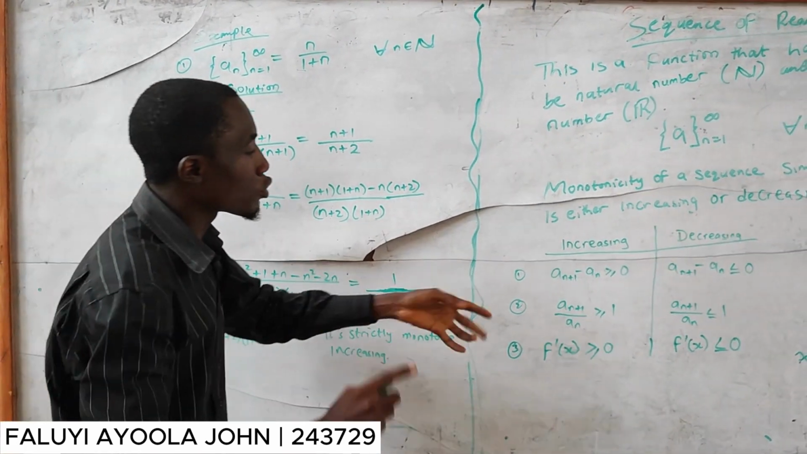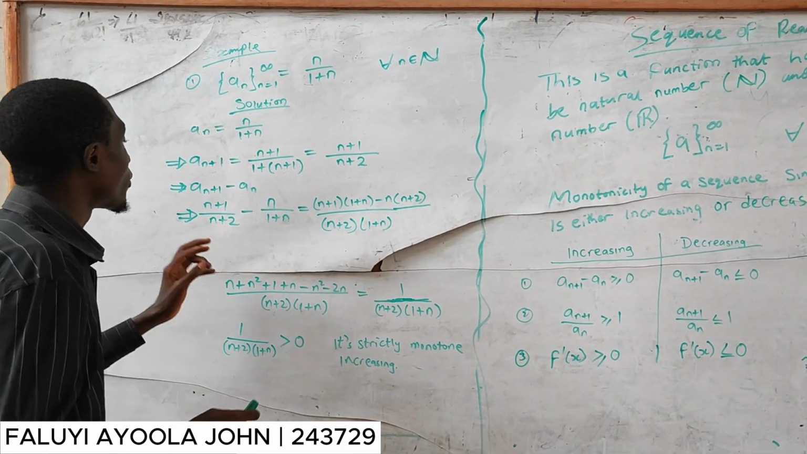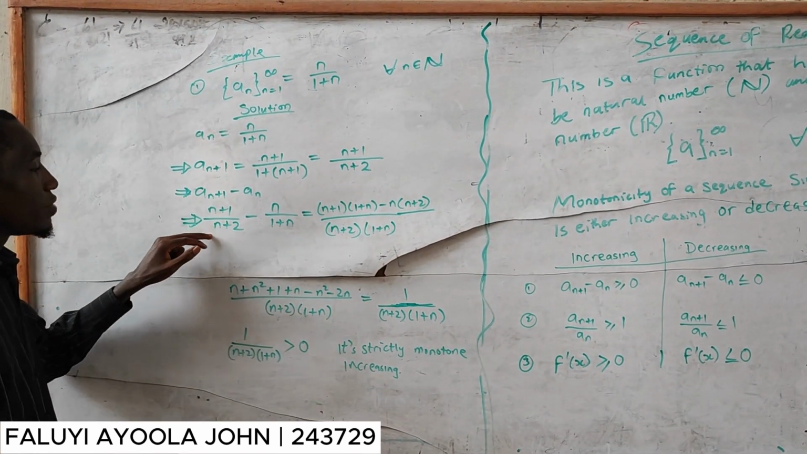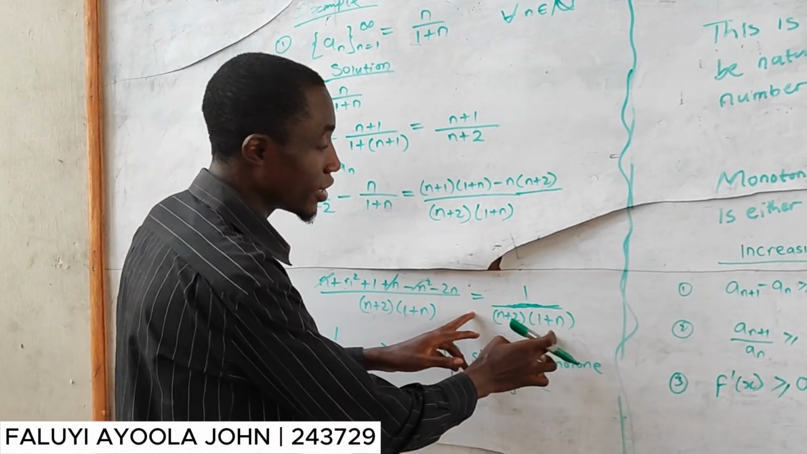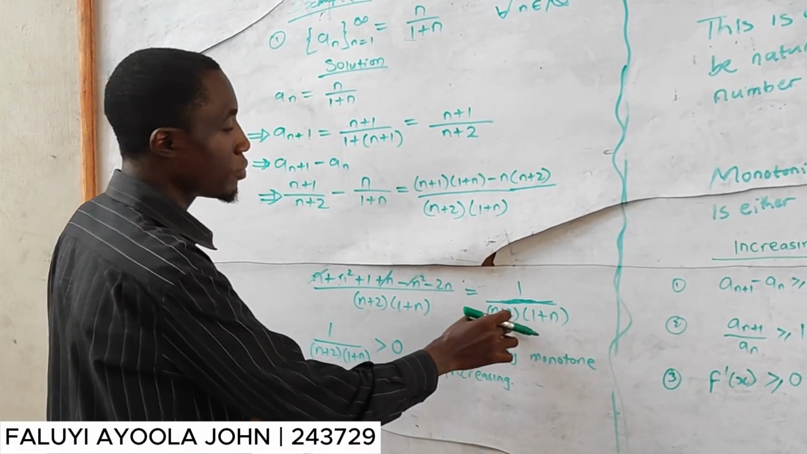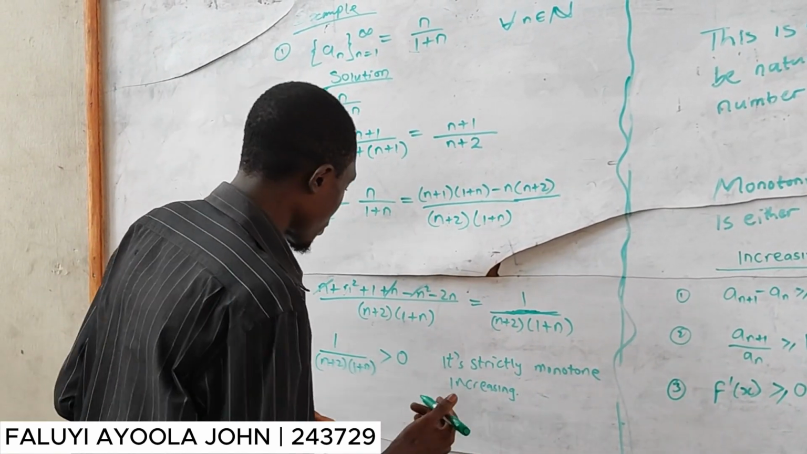Now, taking the difference, we are using this first method to verify whether this is increasing or decreasing in value. So we have n plus 1 divided by n plus 2, minus n over 1 plus n. After simplifying this, we get 1 divided by n plus 2, times 1 plus n, and that's perfect.